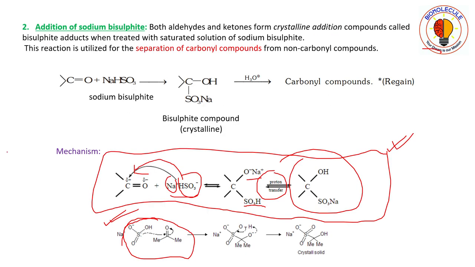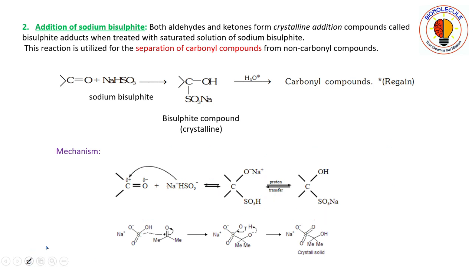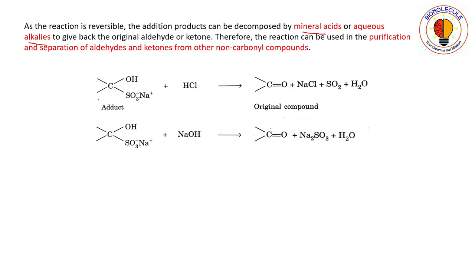So here you can see that in this mechanism, all the steps are reversible. See here, this one is reversible. Just let me clear. So you can see here that this step is reversible and this step is also reversible. Okay, so as the reaction is reversible, the addition products can be decomposed by mineral acids or aqueous alkalis to give back the original aldehyde or ketone.